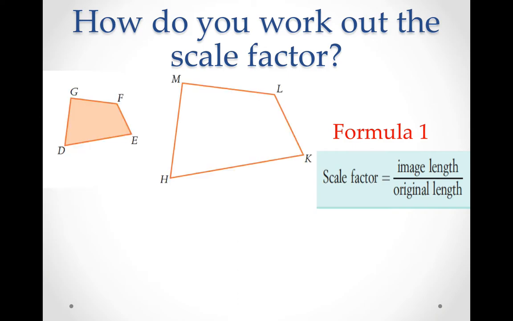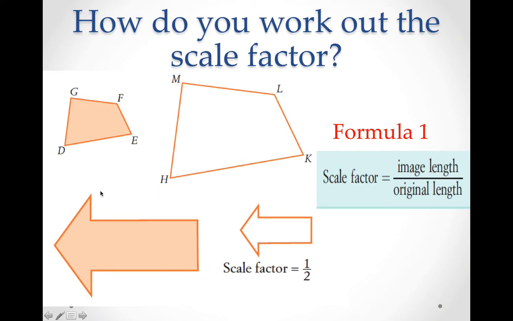Here's an example of a shape, and you would measure GD and measure MH, and you would find the length of MH and divide it by GD, and you do that for every corresponding side, and you shall get a scale factor. Sometimes scale factors are also reduced, so we still sometimes call it an enlargement, but things can also be reduced, so keep that in mind. So just don't think that you're only going to get a whole number. You might get a fraction or a decimal.